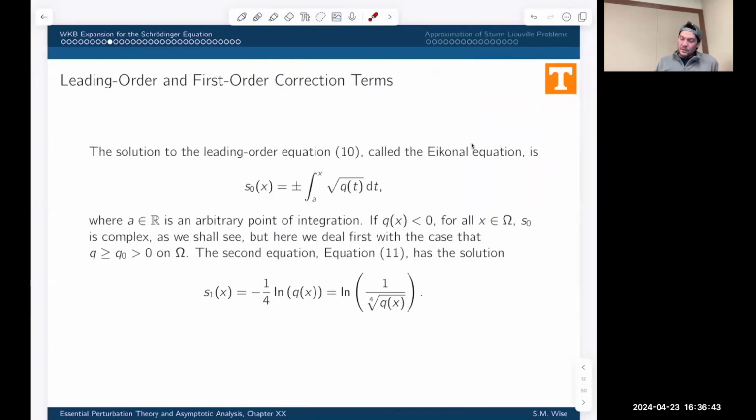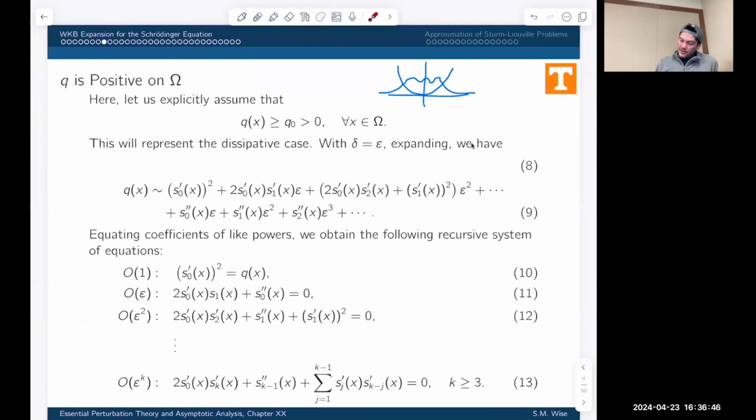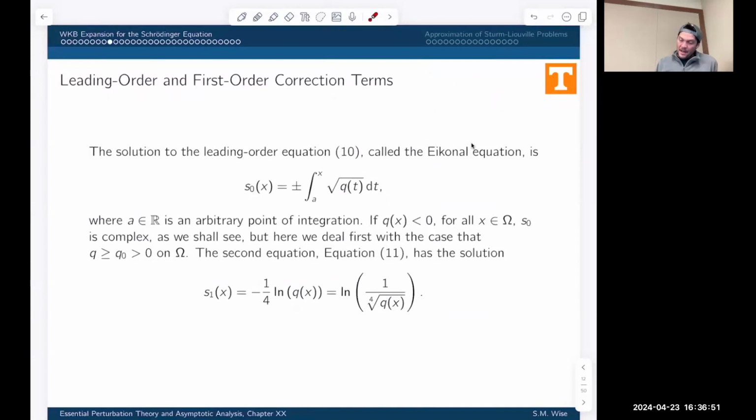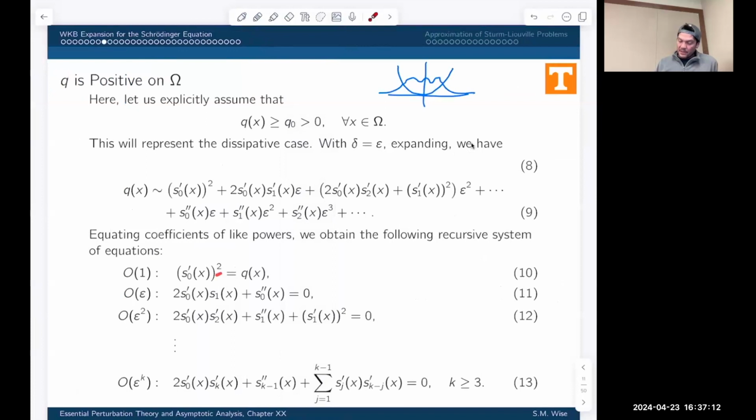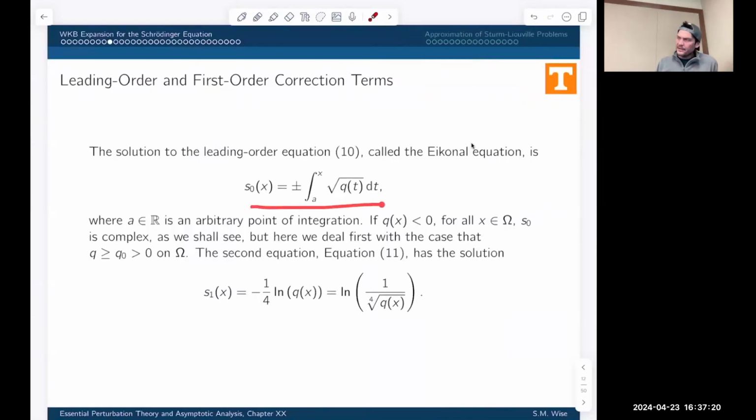All right, so the leading order equation, this guy here, 10, is what's called the eikonal equation. And its solution is plus or minus the integral. Now, the lower limit of the integration is chosen arbitrarily. The upper limit is x, so it's a function of x, of the square root of q(t) dt. So notice that what we need to do first is take the square root of both sides and then just integrate that. It's directly integrable. And that's why you get this.